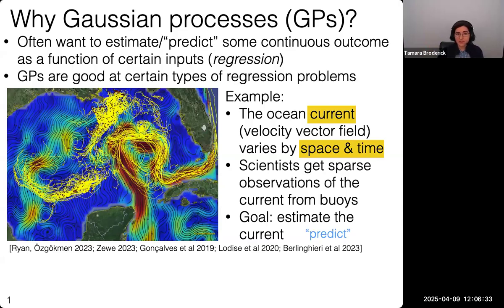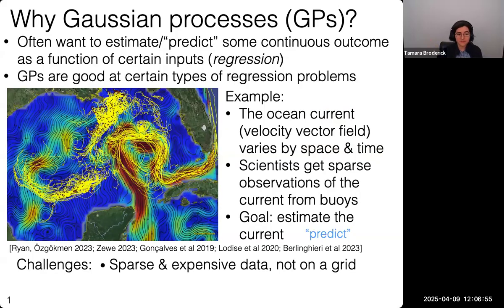Here, the inputs are space and time, and we'd like to say if I have a new space and time where I don't have a buoy observation, can I predict the ocean current? Can I estimate the ocean current at that space and time? Now, there's a lot of problems that have this regression format where you're trying to say, hey, I have some inputs, I want to predict some outputs. What are challenges that are specific to this problem?